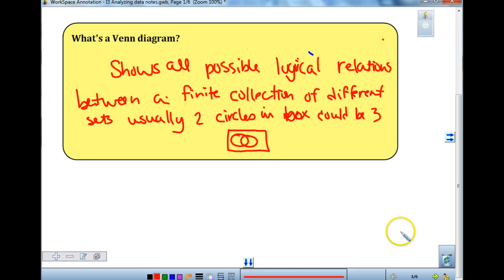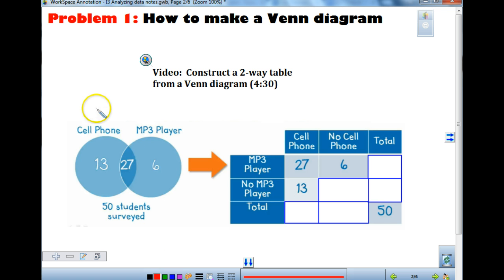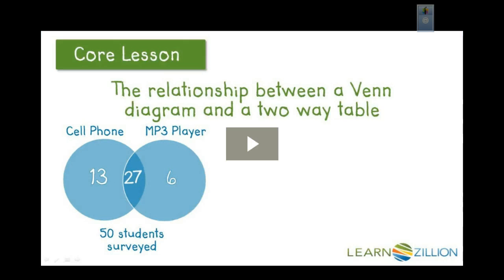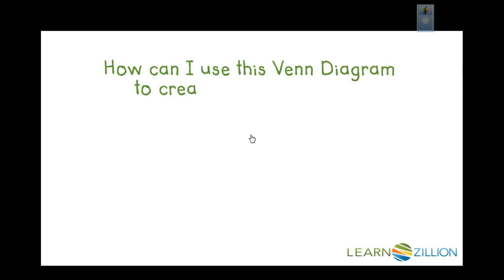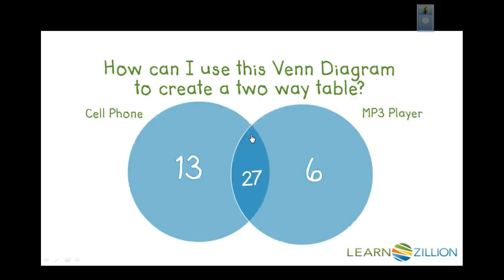Now, again, today's notes are super short. It's this page and this next page. There's a short video that we're going to watch with it, but what you want to be able to do is try to understand how you can go from a Venn diagram and get that information filled into your table. The key thing again today is going to be to fill in the tables and look at those percentages. So as we watch this video, how can I use this Venn diagram to create a two-way table?